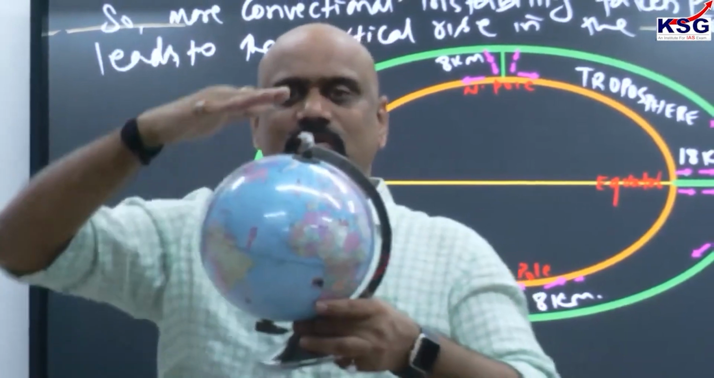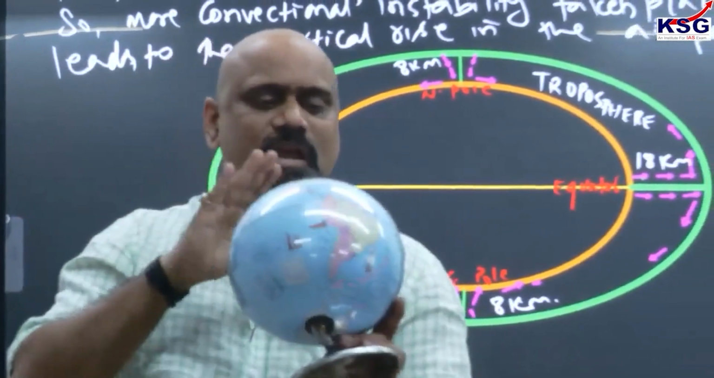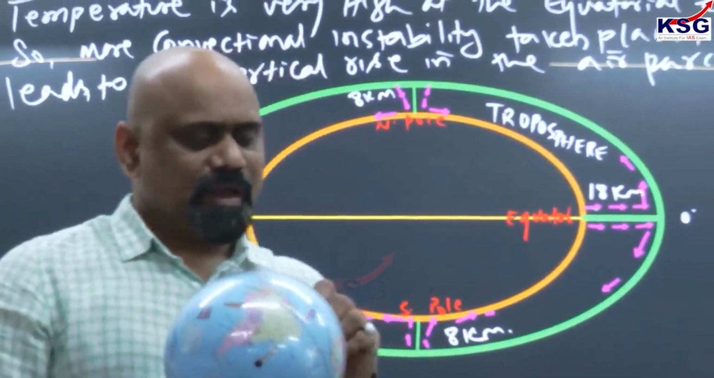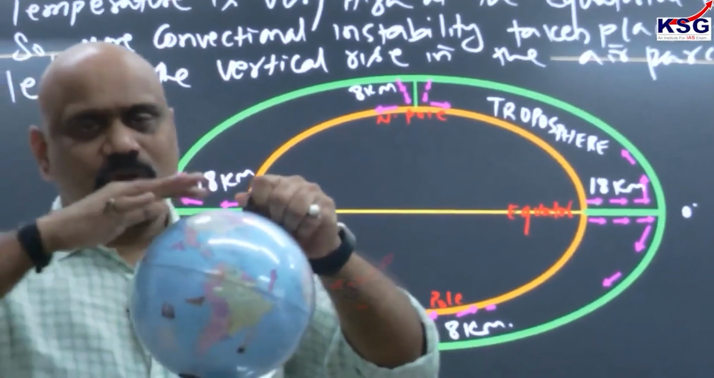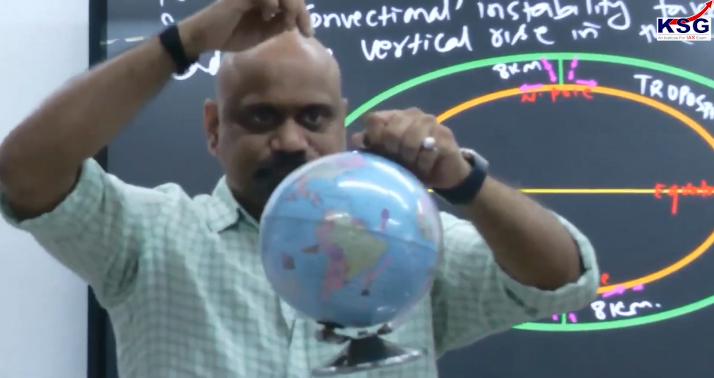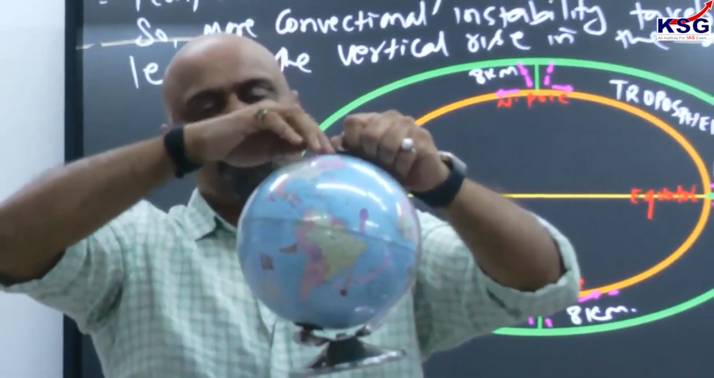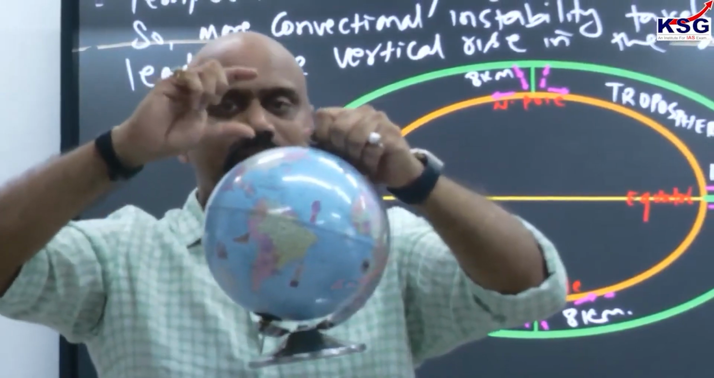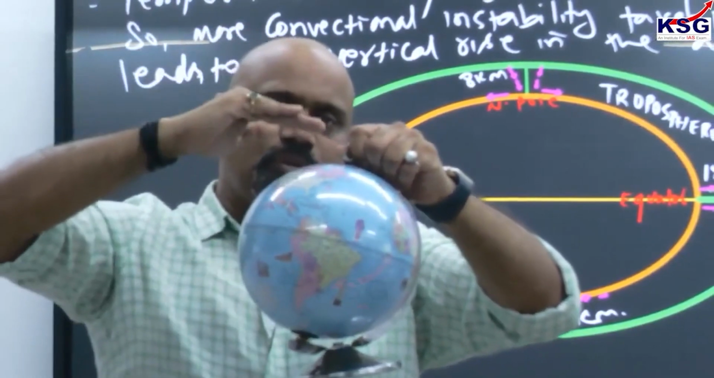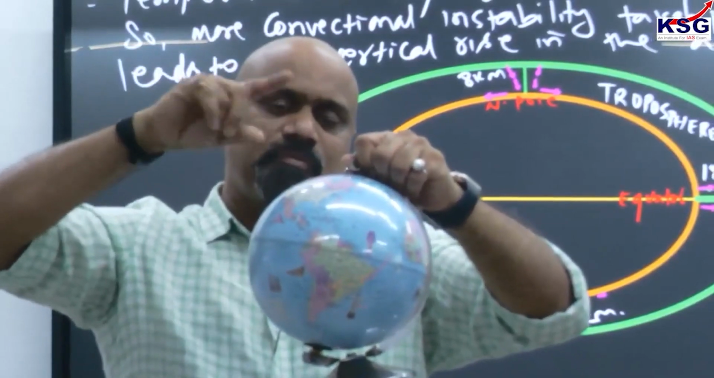But here, at the polar area, at both north and south poles you have a high pressure belt. Sinking of the air you have here. Air is sinking, due to which the convectional instability is not there. Sinking of the air leads to lowering of the zone of mixing of gases.